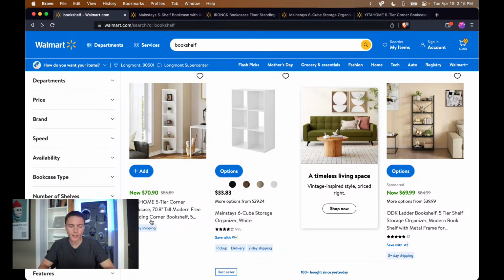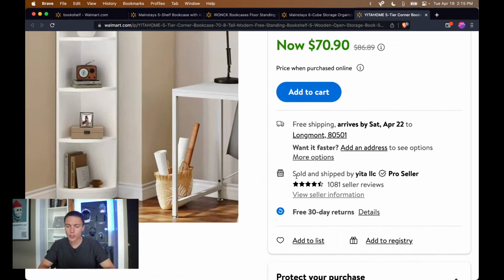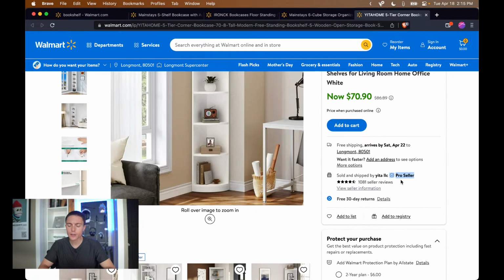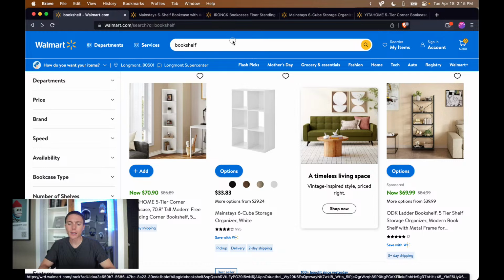Let's open up this one that doesn't say Walmart Plus. And this one says sold and shipped by some other company. But you can also look for something that says pro sellers. That's going to make you feel a little bit more comfortable. The point is you don't have to immediately eliminate a seller just because they're not Walmart themselves. If they have good reviews, if they have that pro seller mark, then I would feel a lot more comfortable drop shipping from them.